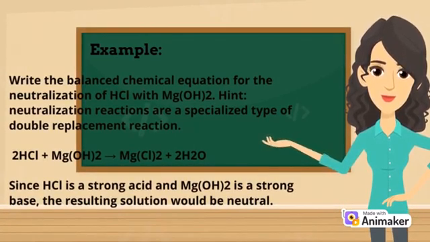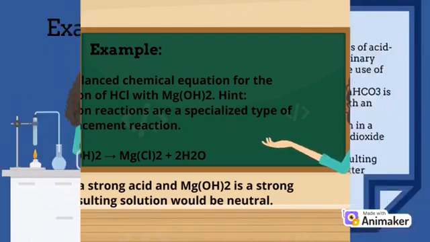For example, write the balanced chemical equation for the neutralization of HCl with Mg(OH)2. There is a hint: neutralization reactions are a specialized type of double replacement reaction. And there is the answer too: 2HCl plus Mg(OH)2 equals MgCl2 plus 2H2O. Since HCl is a strong acid and Mg(OH)2 is a strong base, the resulting solution would be neutral.